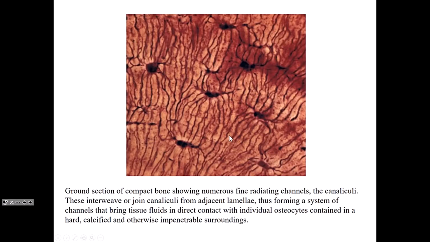Okay, more compact bone now. We can see osteocytes. Remember, osteocytes reside in a lacuna or a space, and they give off these filopodia that reside in canaliculi. And two adjacent filopodia will communicate with each other. You can have a string of up to 20 osteocytes communicating with each other via gap junctions. Questions?